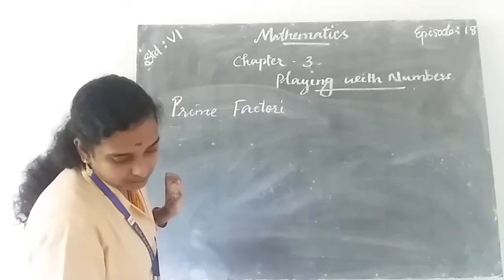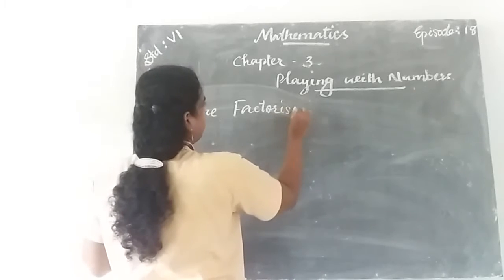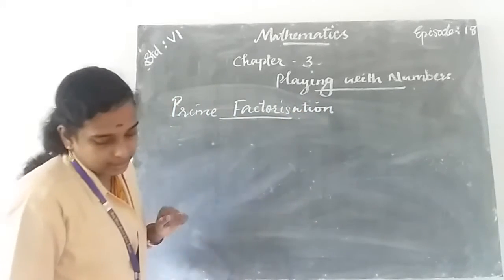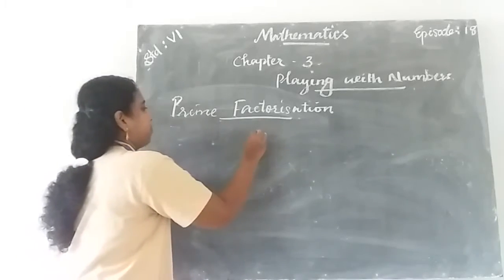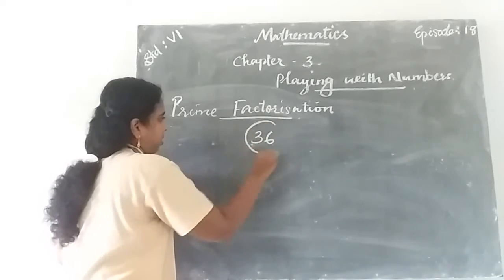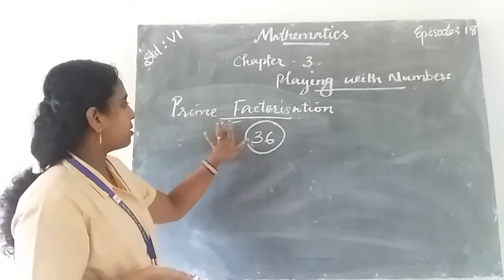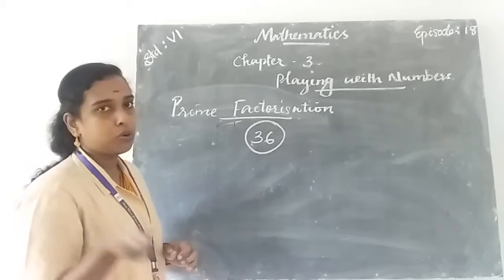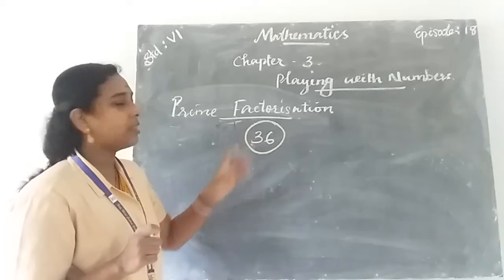Prime factorization. Next example, 36. First we factorize 36 in different ways. That is, we take the product of any two numbers to get 36.